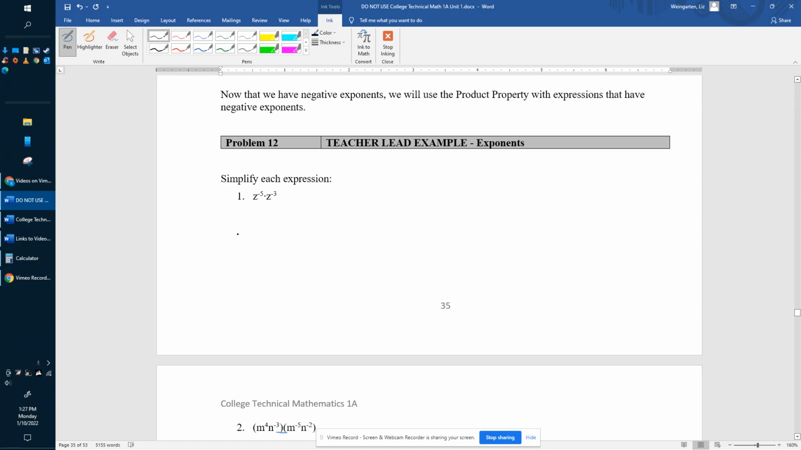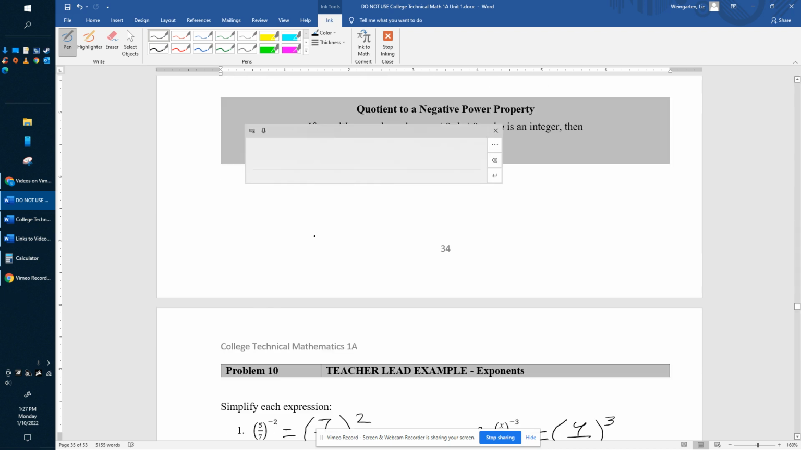And we can use the power property with negative exponents now that we know more about negative exponents. Let's take a look at a couple of examples before you work some out for yourself. We have z to the negative fifth times z to the negative 3. Now, it's up to you. You can get rid of the negative exponents first, or you can wait until the end. As long as you get rid of them eventually, it will be considered simplified.